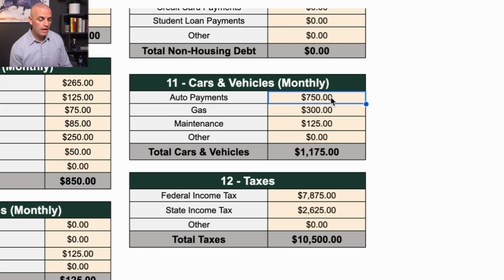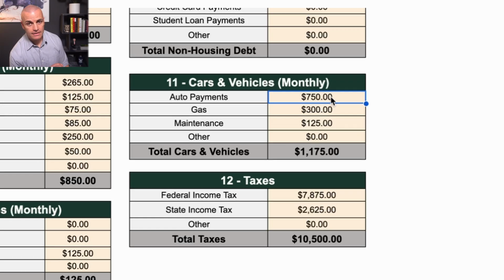Plus, I think it's good to build in just a little bit of buffer in here. So you want to estimate a little bit higher than you normally would in these figures because there are a lot of unexpected costs. And so you want to build in that buffer within your budget.